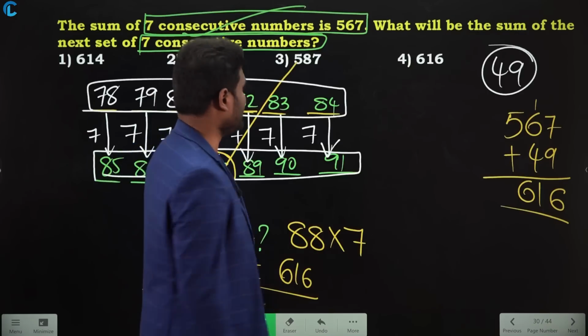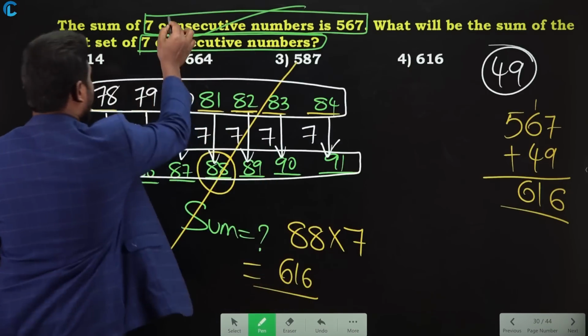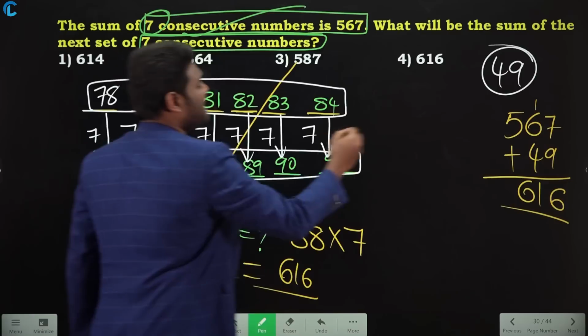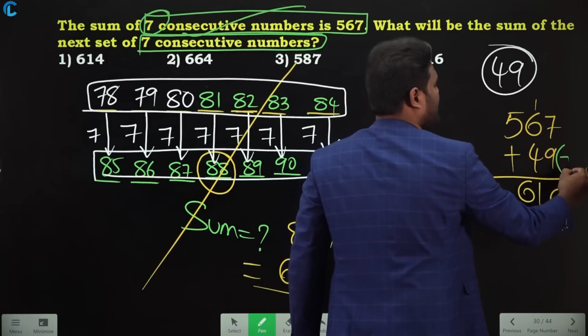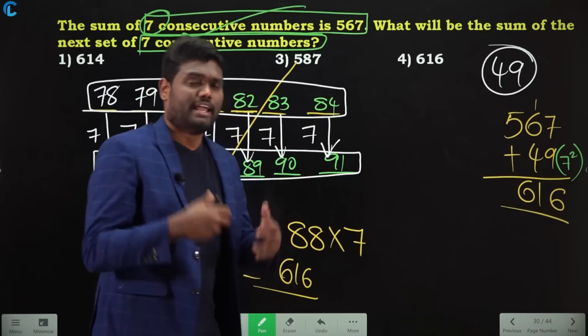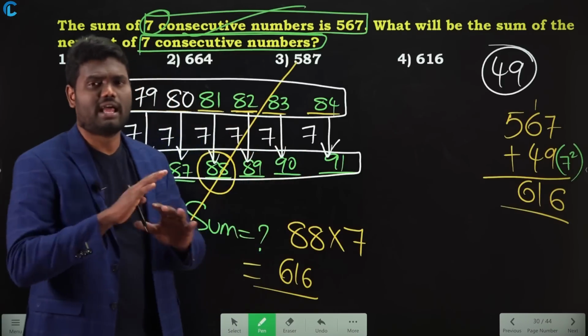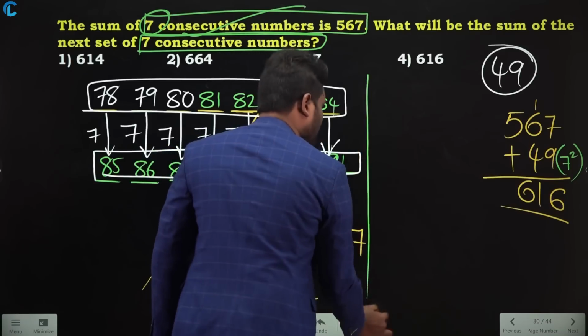Just observe here carefully. As you have 7 numbers, then 7 square is 49. If you have 5 numbers, 5 square. If you have 6 numbers, 6 square. If you have 3 numbers, 3 square. That's it, nothing more than that. If you want the proof, you can observe here.